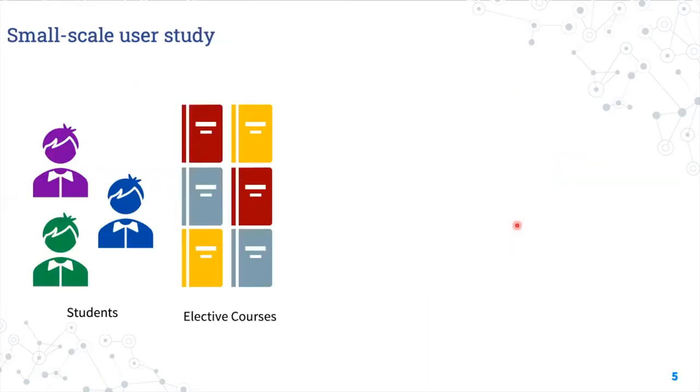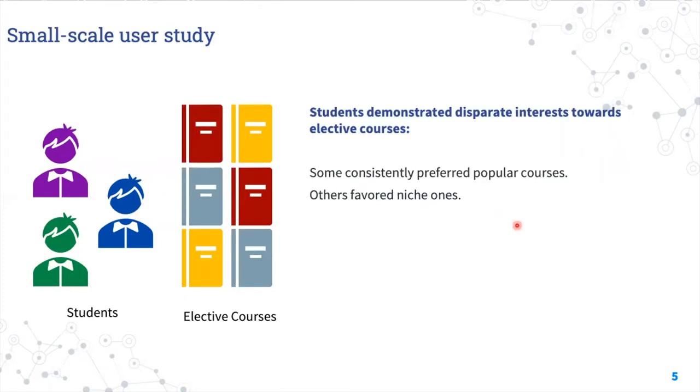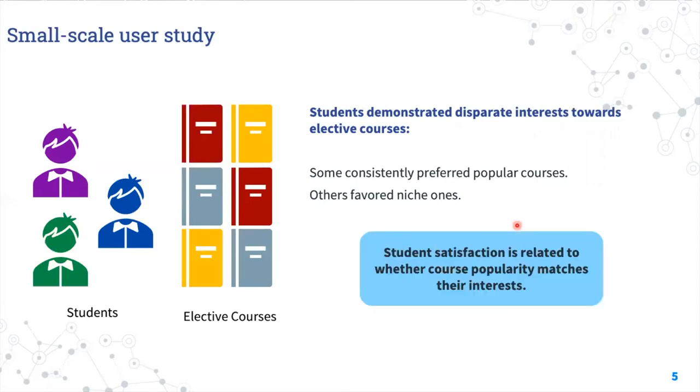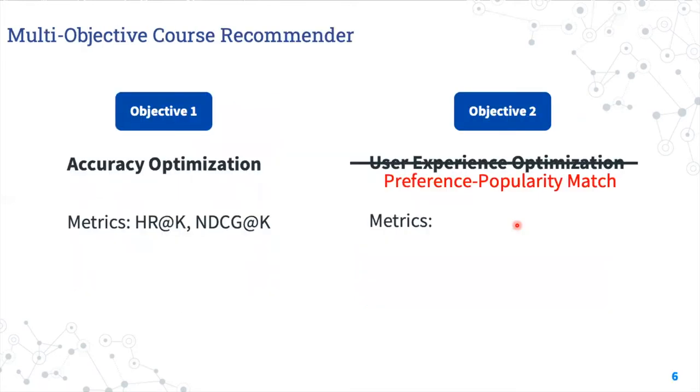To answer the question, we conducted a small-scale user study in which we found out that students demonstrated disparate interests towards elective courses. Some consistently prefer popular ones, whereas others favored niche ones. Therefore, we conclude student satisfaction is very closely related to whether the recommended course popularity can match their interests. Therefore, instead of user experience optimization, we found a proxy and will be performing preference popularity match measured using a self-proposed metric, which will be introduced later.